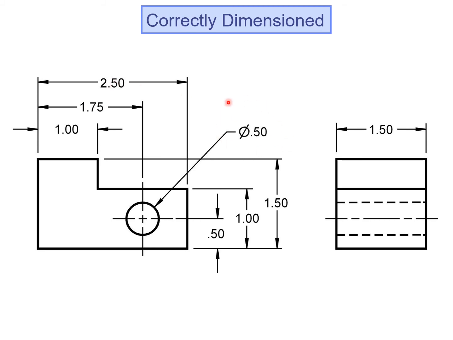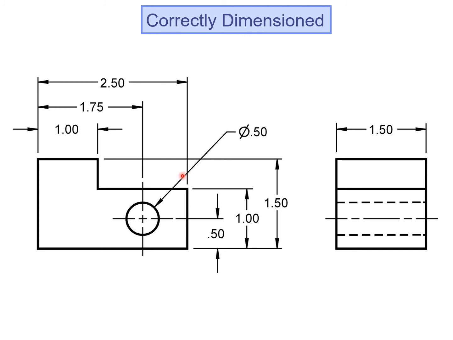And we do want our text on a leader to be floating up towards the right and not floating downward. And we always want the arrowhead pointing towards the center of the circular hole. And again, it's okay if you cross extension lines. So extension lines can cross each other.